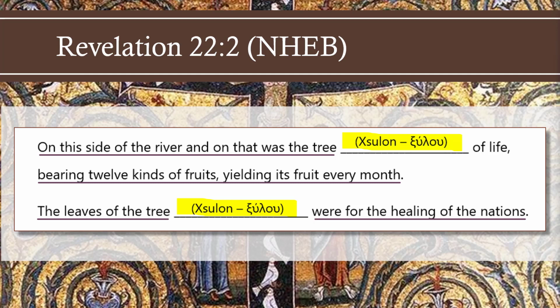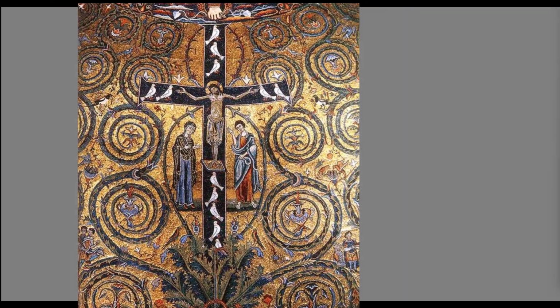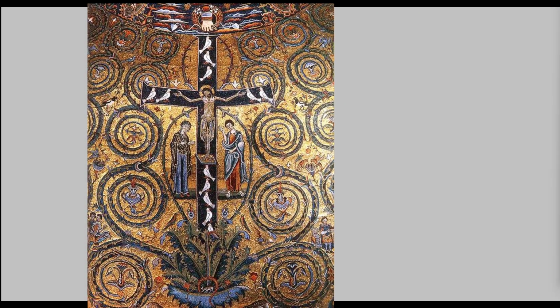And so the tree of life is the cross. And that's what John is saying. And so we look at the cross, and you say, yes, it's a tree of life, and it's just like this artwork. This is from the 12th century. It's in the San Clemente Basilica in Rome. The artist gets it. The cross is growing out of the tree of life.